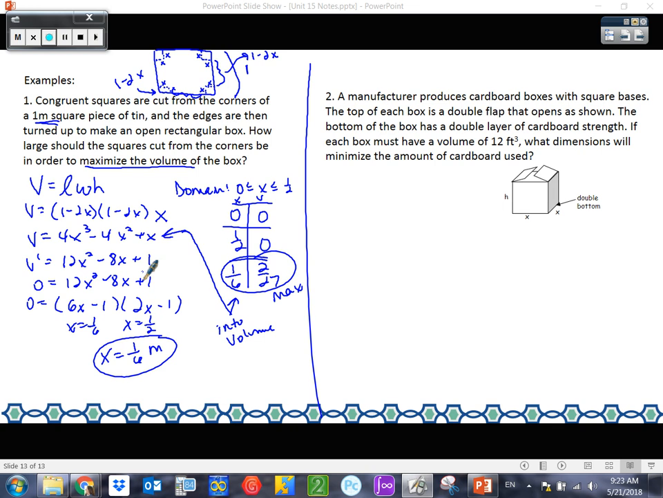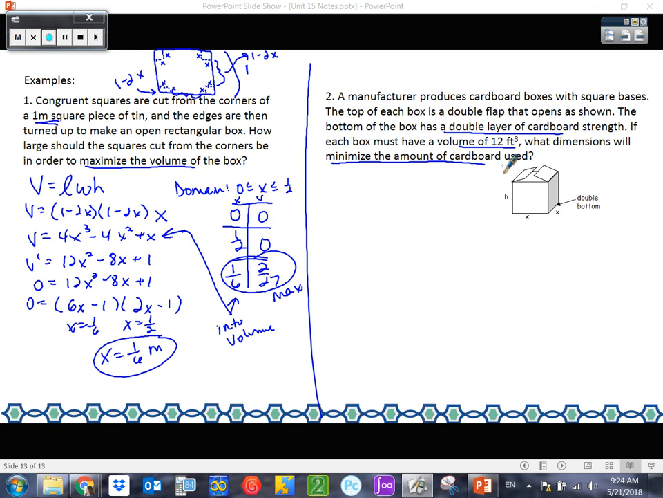We have a manufacturer who produces cardboard boxes with square bases. The top of each box is a double flap that opens as shown. If the bottom of the box has a double layer of cardboard for strength, if each box must have a volume of 12 feet cubed, what dimensions will minimize the amount of cardboard?